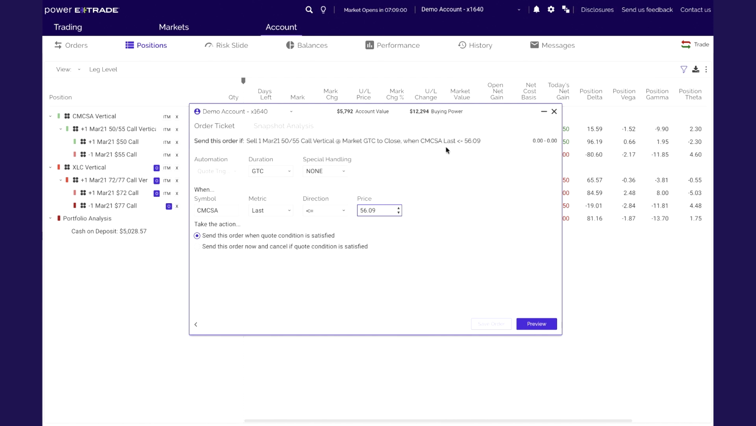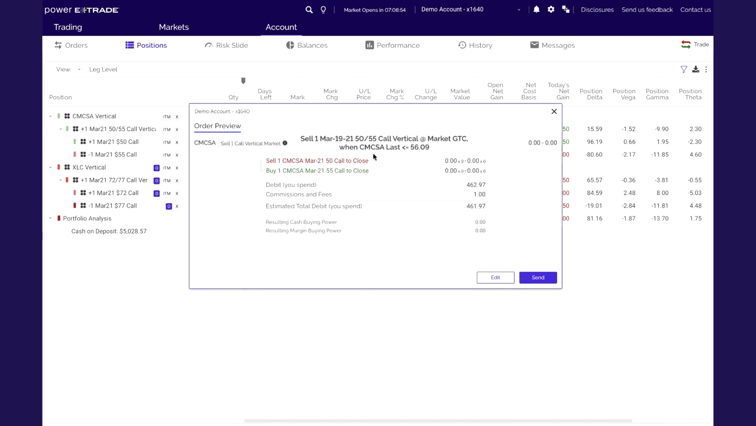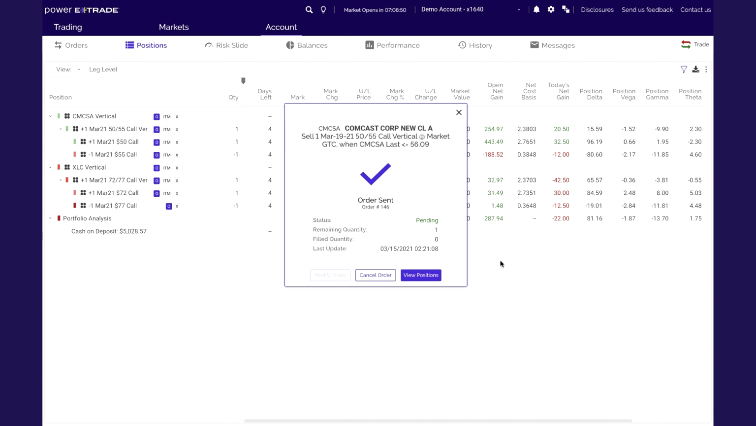If Comcast last traded less than or equal to 56.09, I go through and I read my preview. That's the order that I want to set. Then I send that order in. This is a way for me to set up an order that is based on the condition of the stock moving that will close out a complex position like a bull call spread like I have here on Comcast. That's going to be tip number 3, a way to automate it like a contingent order.